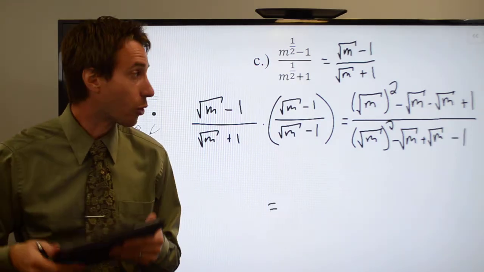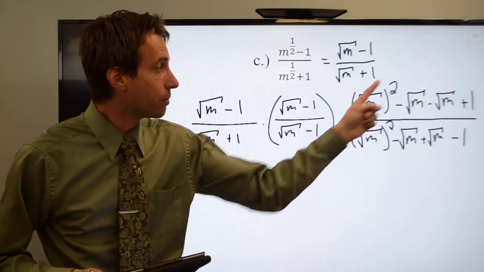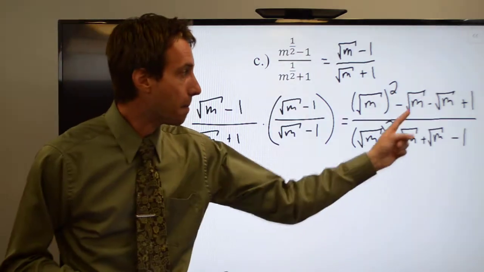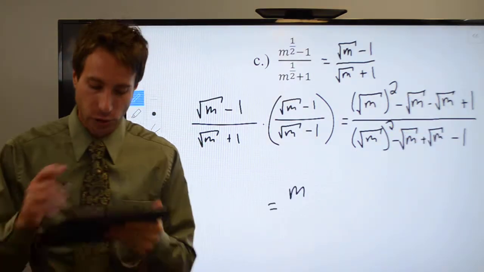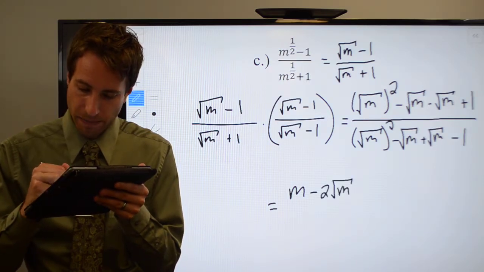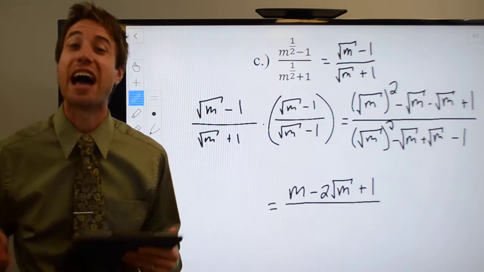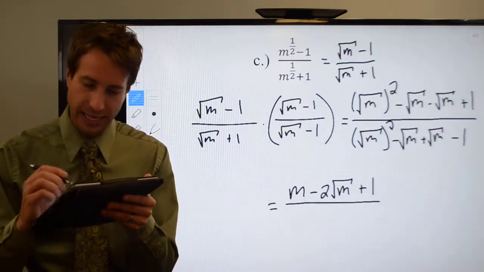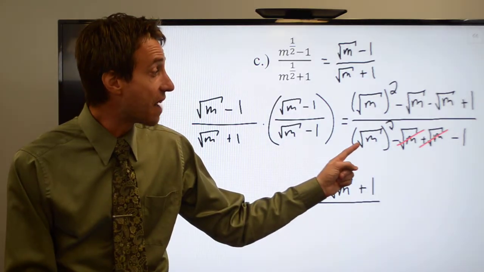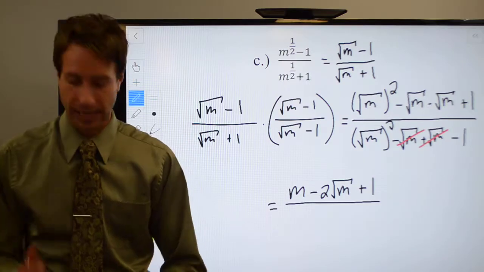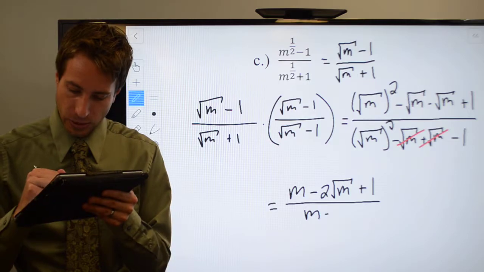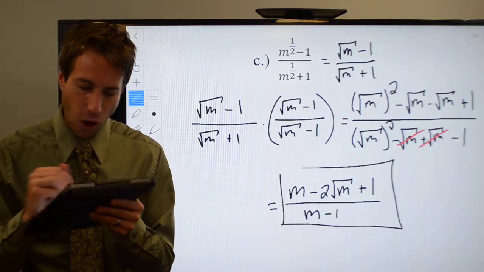Our final answer is going to be this. Square root squared cancels each other out. That leaves me with an m. Minus the square root of m minus the square root of m is minus 2 square roots of m plus 1. So that's my numerator. The denominator, like I said, those middle terms cancel each other out, so they just go away. Square root of m squared, the square root and the square cancel each other out. You're left with just an m. And then, of course, my minus 1. And that's going to be as far as you can go.